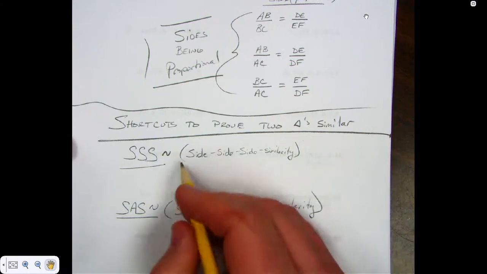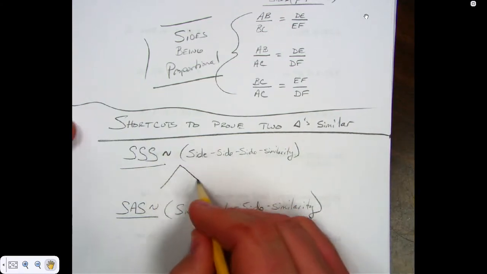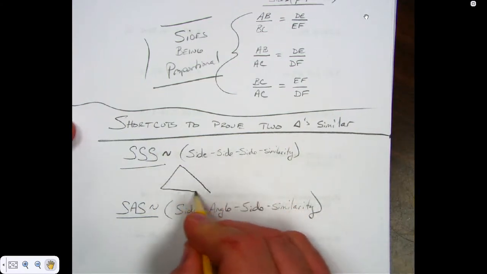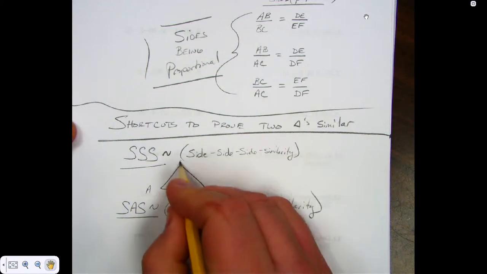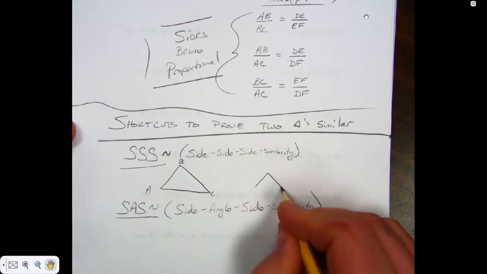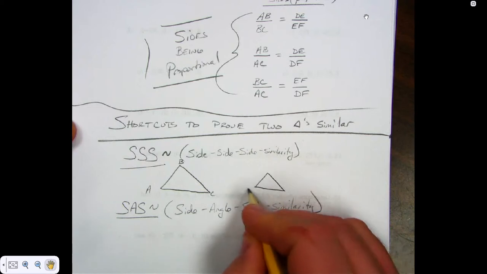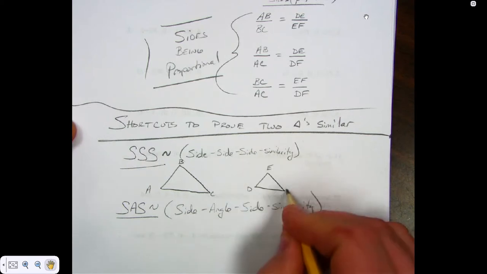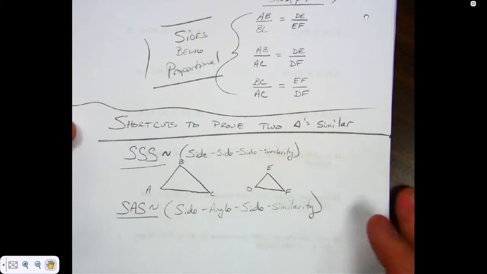What do you think side, side, side similarity is going to mean? Now, in congruency, it meant that corresponding sides were congruent. In this case, do you think that's what it's going to mean? Are the sides necessarily congruent in similar triangles? No. They're what? Proportional.